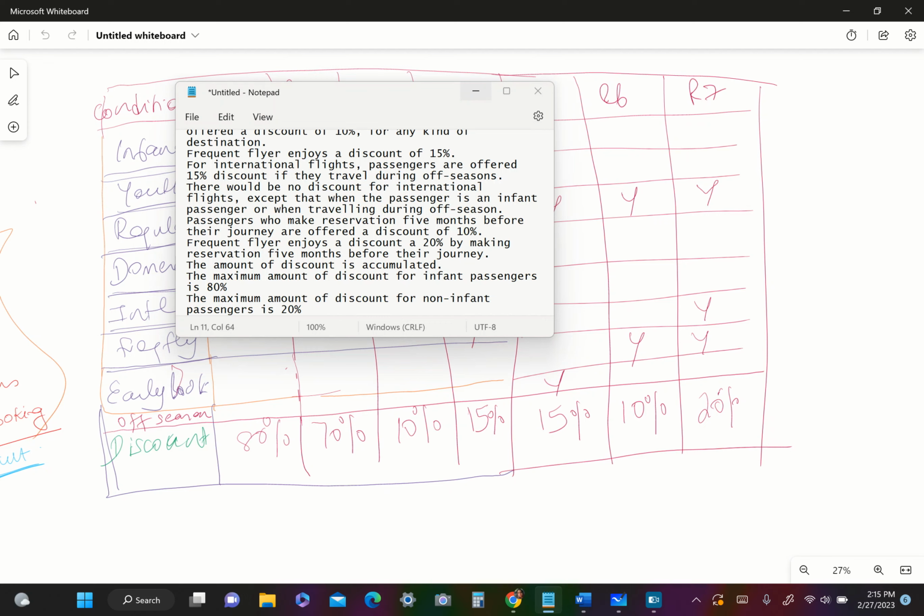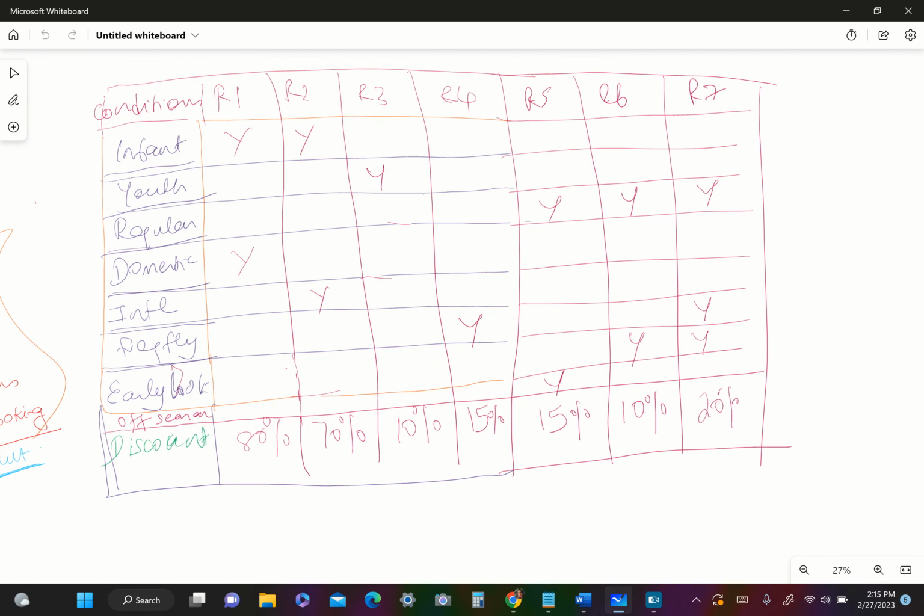Because it is accumulated, for example, if we were to do an early discount, if we want to do any other combination, it cannot exceed. That's what they are saying. So this is a decision table. Your test cases will directly be derived from each and every rule. This will become test case 1, test case 2, test case 3, test case 4, and so on and so forth.